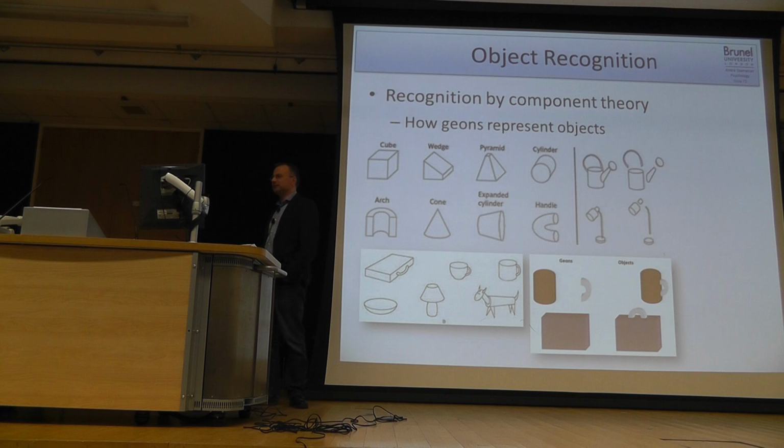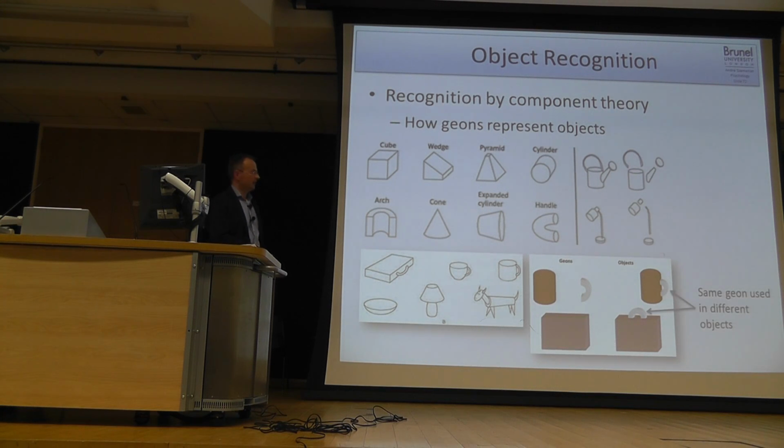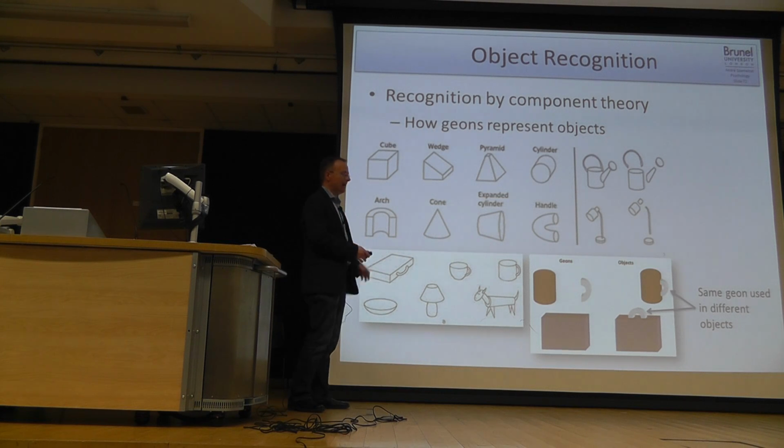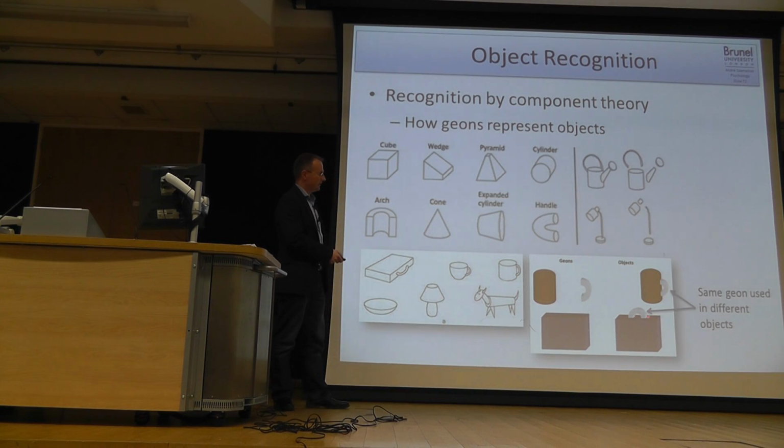Now when we look at that example, what we see is that the same geon is used in different objects. So we can reuse the geons, so to say. It can be a handle of a cup, or it can be a handle of a suitcase. And it can also be something completely different, maybe even some kind of bridge or something. So not a handle, but generally such a type of shape.